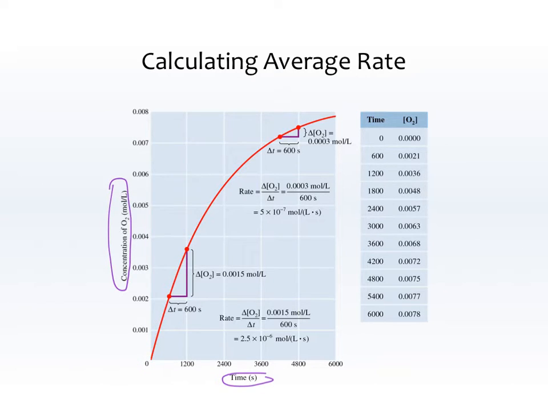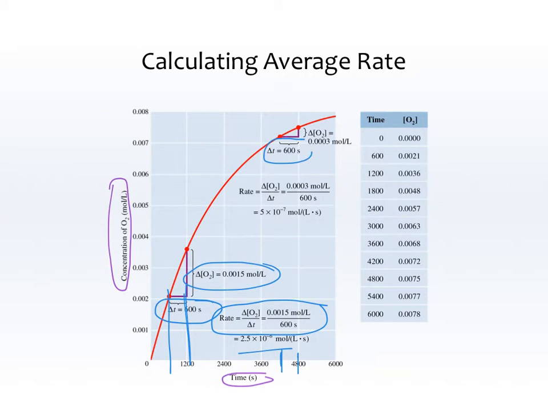We're going to take the change in the concentration of oxygen over the time interval that we're looking at. For example, if we wanted to find it over this particular time interval from 600 to 1200 seconds, then the change in the concentration of oxygen is 0.0015. So the rate over this time interval is 0.0015 per 600 seconds, or 2.5 times 10 to the negative 6. If I wanted to find the rate of production of oxygen over a different 600 second time interval, let's say from 4200 to 4800 seconds, then the change in concentration is 0.0003, and so the rate would be 5 times 10 to the negative 7.